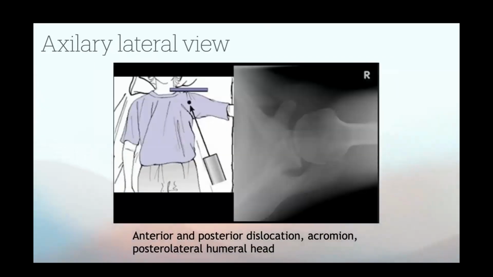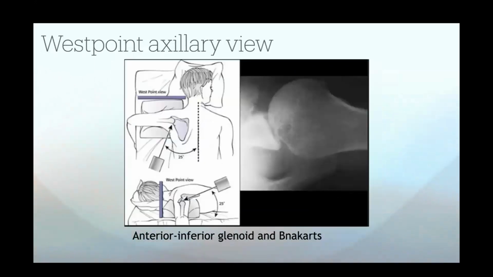Next, when the patient is made to lie down, you have the axillary lateral view. The arm is abducted to around 90 degrees. The collimator is placed up on the shoulder and the beam is shot from down in the axilla. This is used to pick up anterior and posterior dislocations, the acromion, and the posterolateral humeral head pathologies.